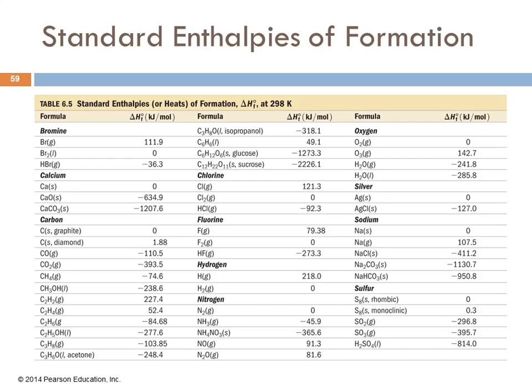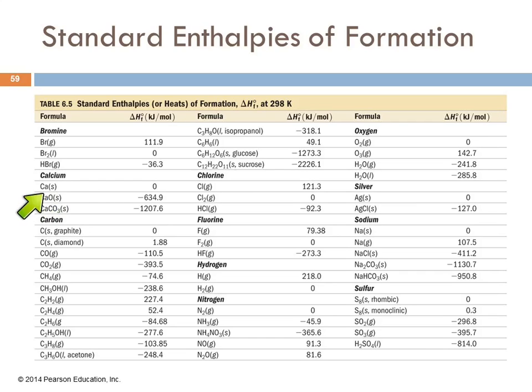This is an example of a table of standard enthalpies or heats of formation. And you'll notice a temperature specified here, 298 Kelvin. That's 25 degrees Celsius. This is a small abbreviated table. There are books like the CRC, a chemical reference book. CRC stands for Chemical Rubber Company. But it has pages and pages and pages of tables like this.